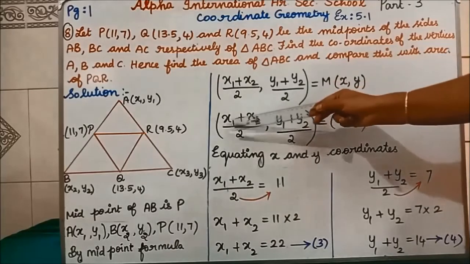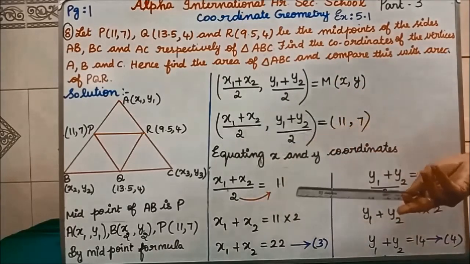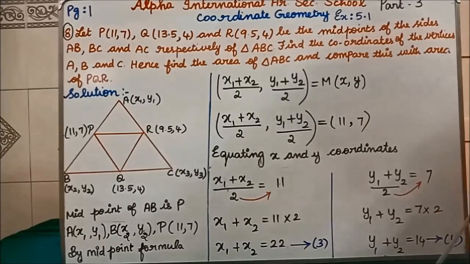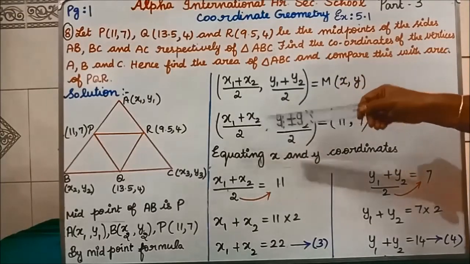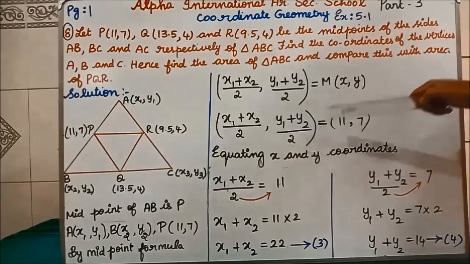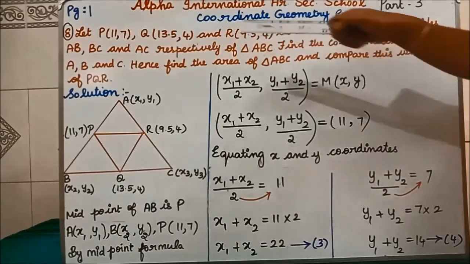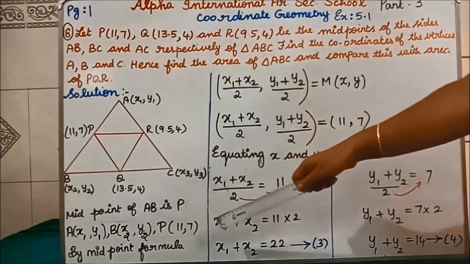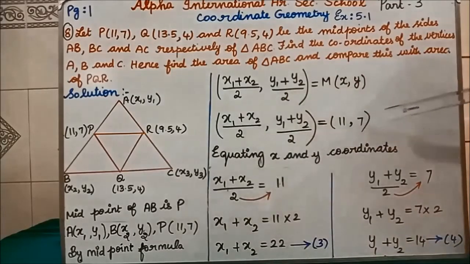Again we are going to write x1, x2, because we don't have any x1 value or x2 value. So (x1 plus x2) by 2. Similarly for y1 and y2 we don't have values, so (y1 plus y2) divided by 2. But the midpoint here is P. So for P what do we have? 11, 7. Clear?